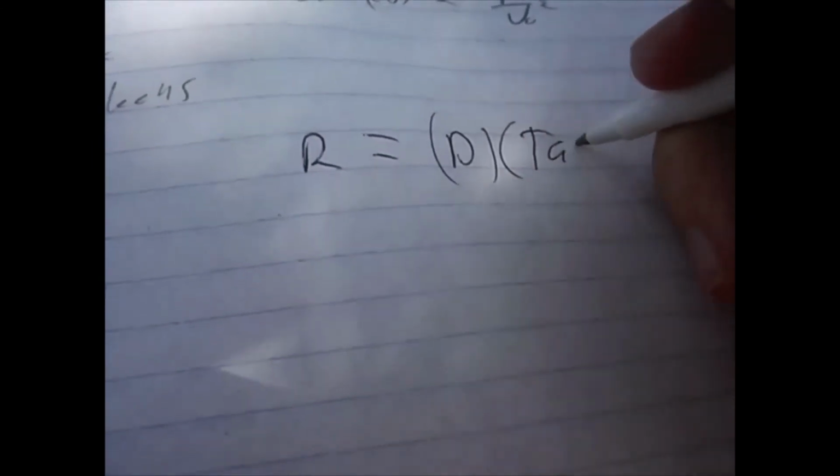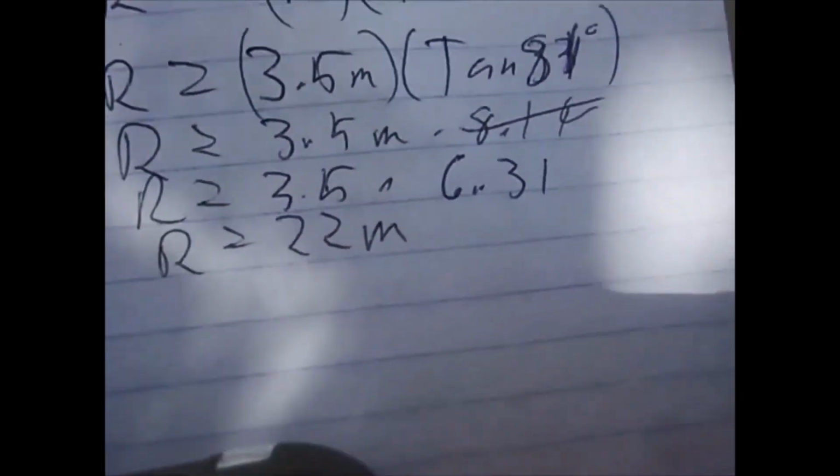Range equals distance times tan alpha. And that spits us out 22 meters range. The next step, in order to determine the starting velocity, the V0 of our projectile, is to make a uniform projectile.